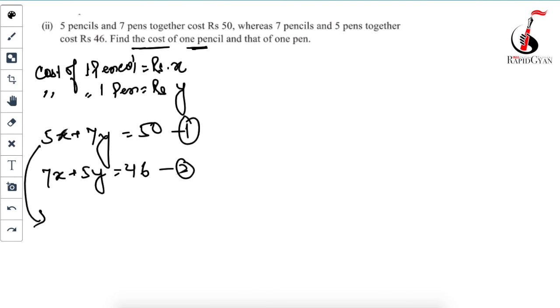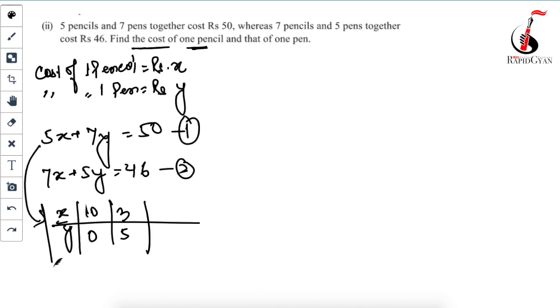So let's find the coordinates of equation 1, 5x plus 7y equal to 50. Let's put x equal to 0, let's put y equal to 0. So if y is 0, x will become 10. And if I put y as 5, I will get x as 3. So this is one solution I got. Okay, and let's find it for the second one.